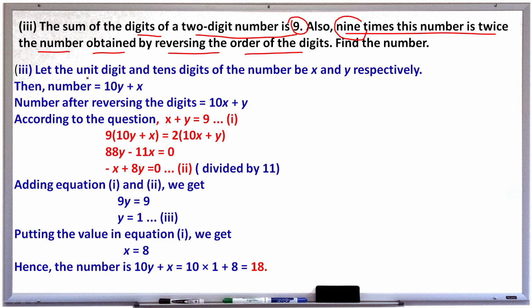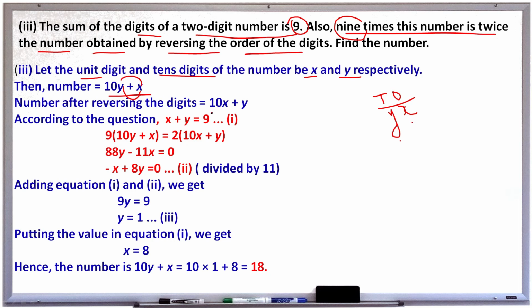So let the unit digit, first the unit digit means ones digit, and here we can say tens digit. Let the tens digit of the number be y and the unit digit be x, ones digit and tens digit respectively. Then the number is 10y plus x. Number after reversing: reversing means this x will go to the place of y and y will come to the place of x.